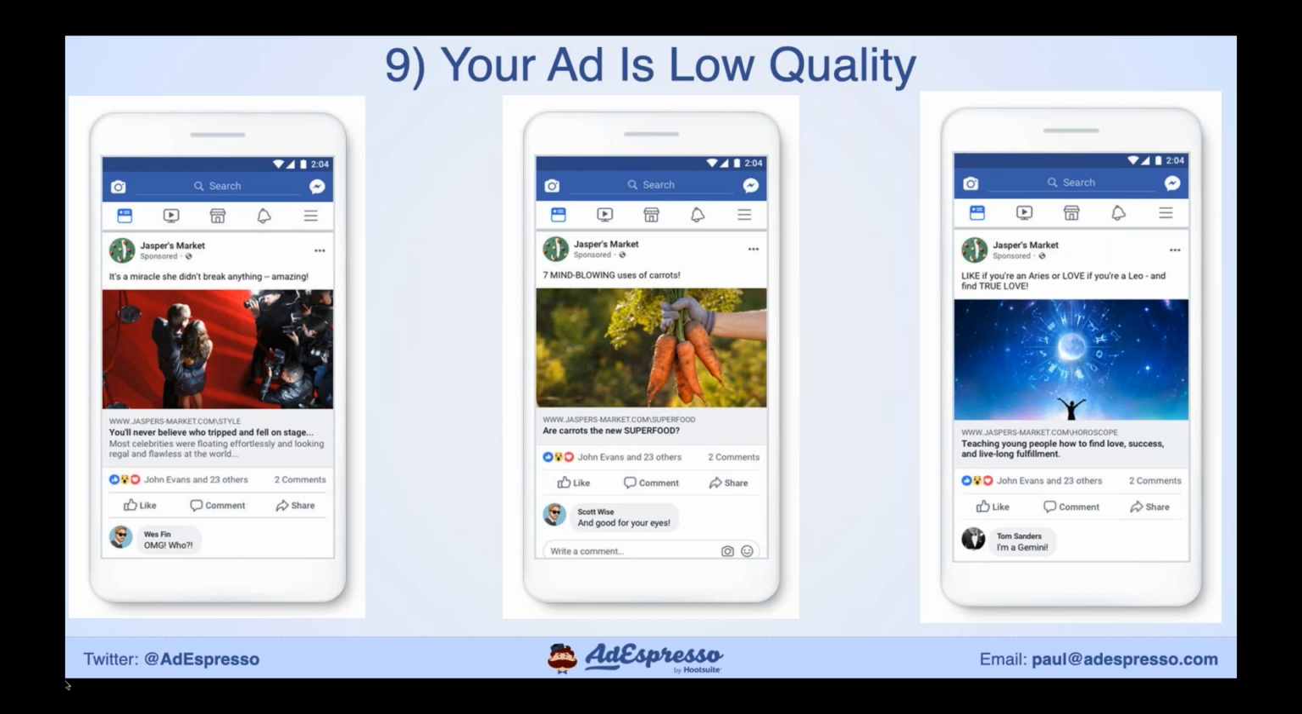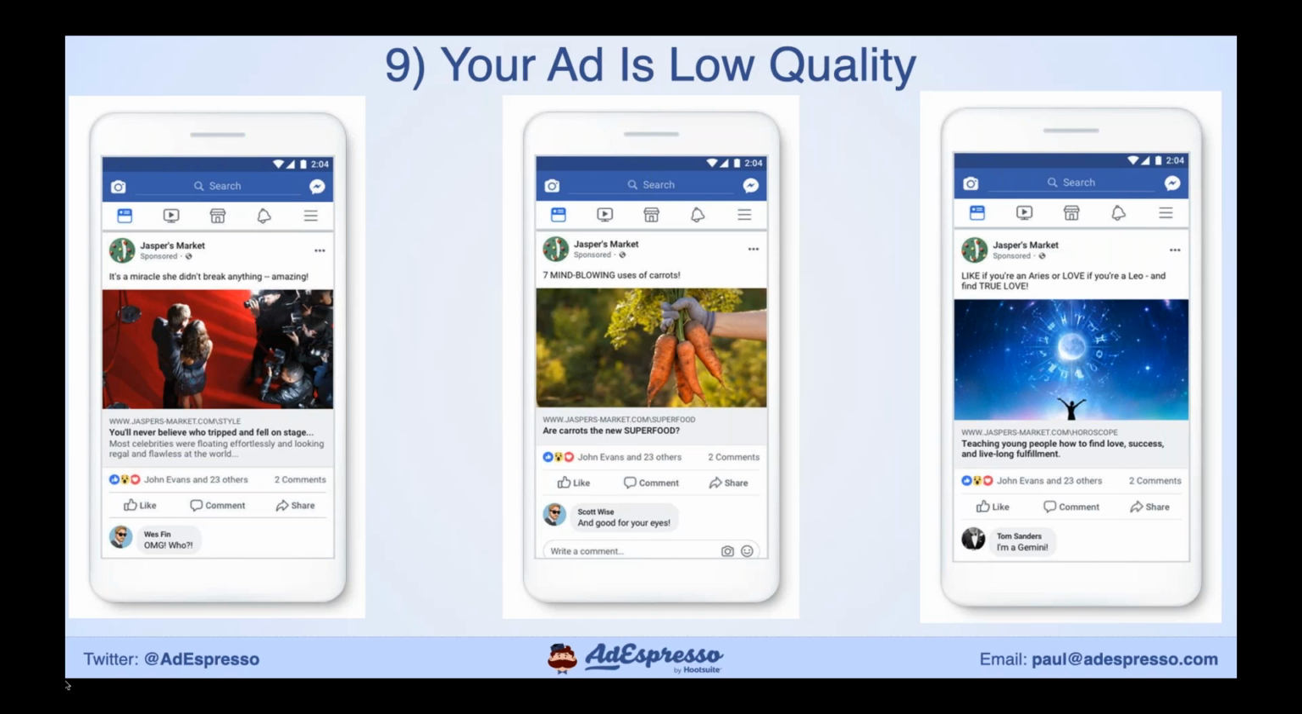Facebook's given some examples here. They have this kind of mock-up business called Jasper's Market. And clickbait, engagement bait, things like that, it really doesn't like. So the example in the middle there with carrots: you put this thing out here, 7 mind-blowing uses of carrots. And rather than giving the 7 tips as bullet points on the ad, which would be really easy to do, you're generating that clickbait by making people click through. And then they go to the landing page and it's a very, very short article with just 7 bullet points. And then they go back to Facebook and are cursing your ads.